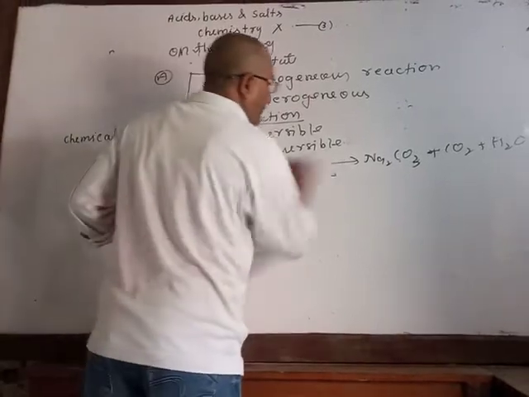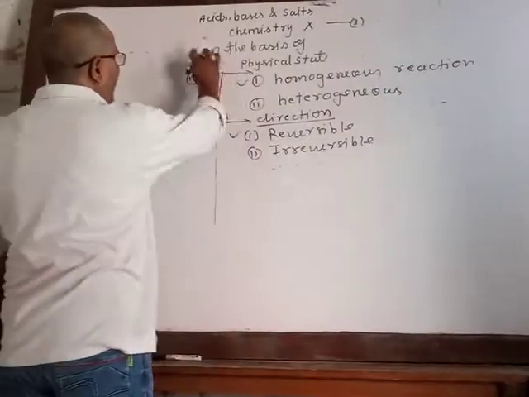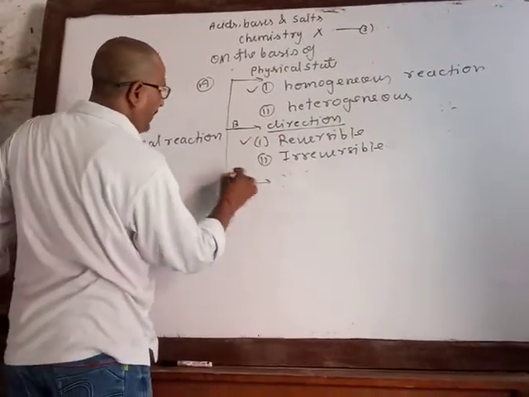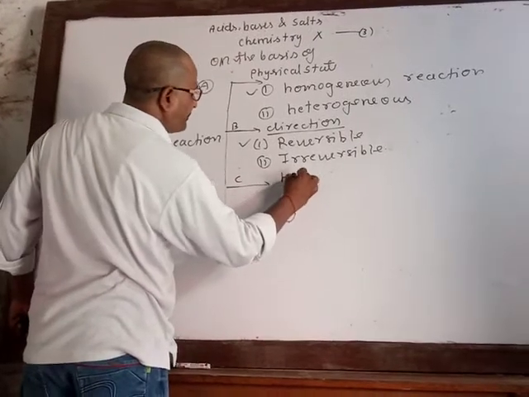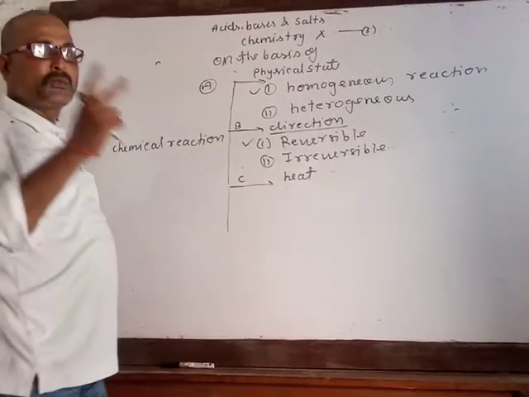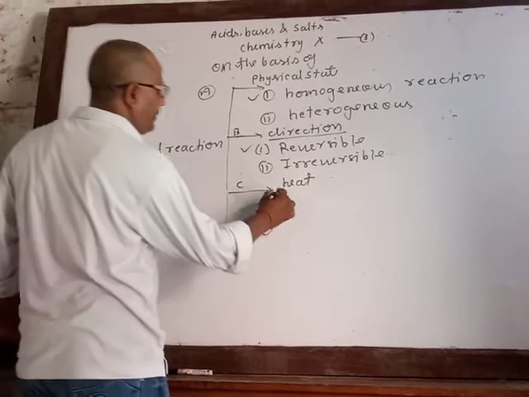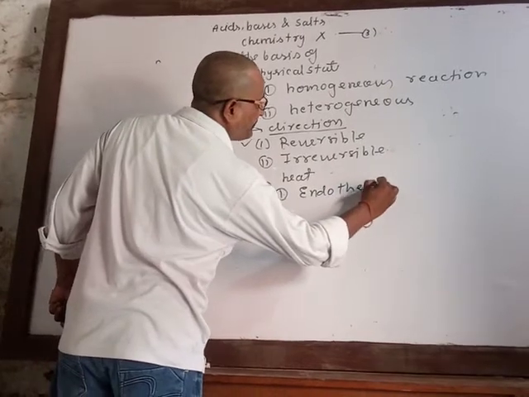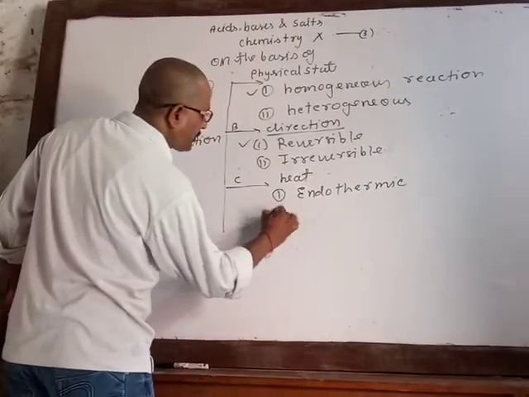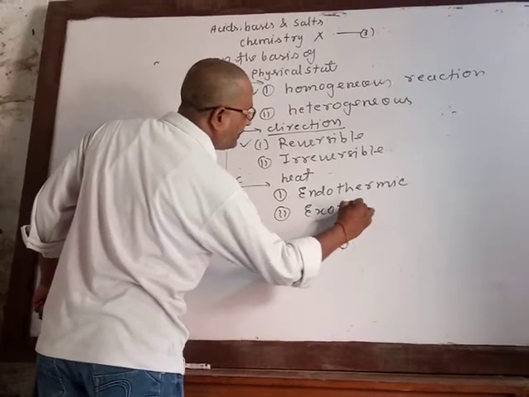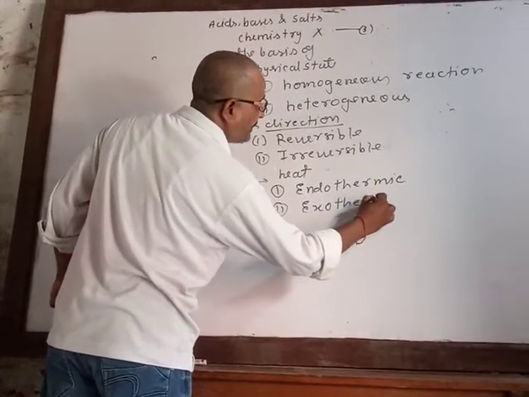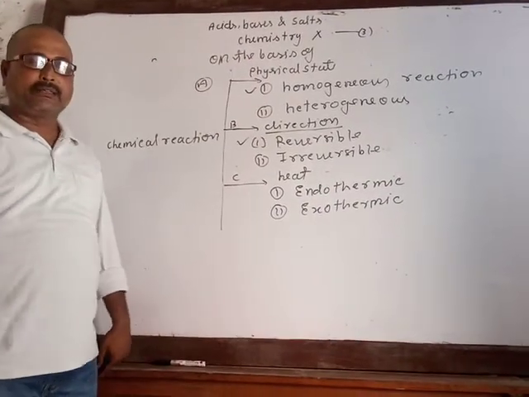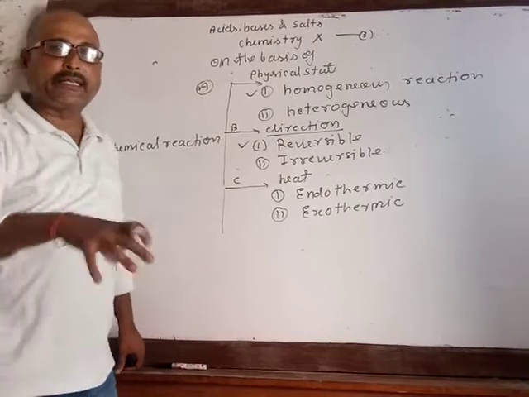Third one, C, on the basis of heat. On the basis of heat, there are two types of chemical reaction. First one, endothermic. Second one, exothermic. Now, what is an endothermic chemical reaction? A chemical reaction in which heat energy is absorbed.